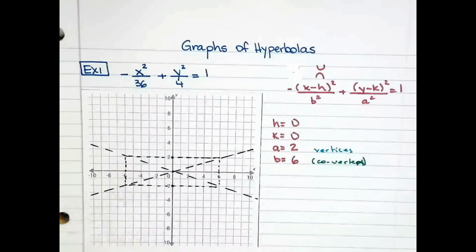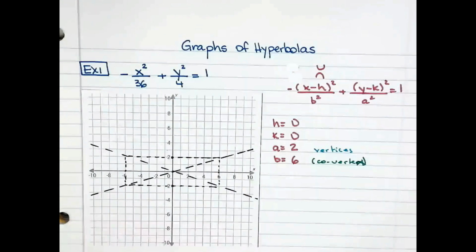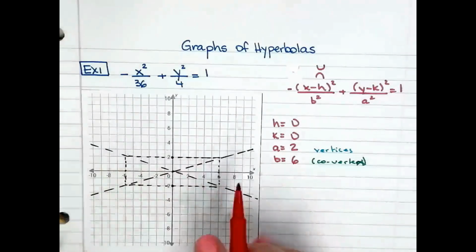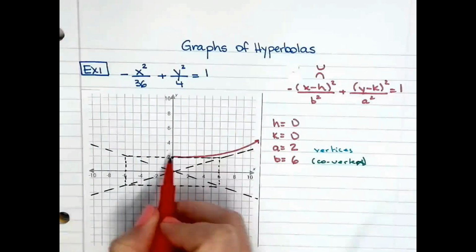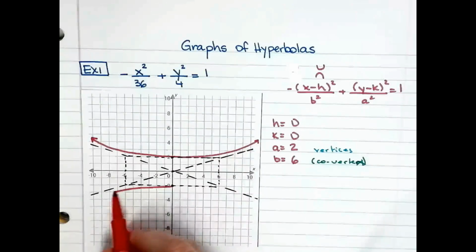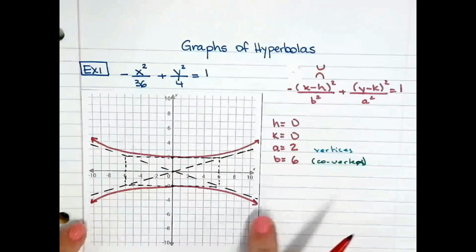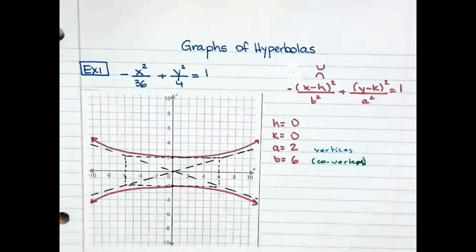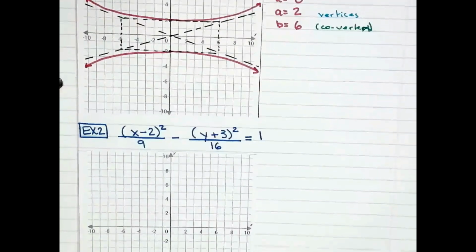Okay, now the definition of the asymptote is the line that the graph approaches but will never cross. And that's exactly what we're going to use, just as a guide. So here is my hyperbola. It approaches the asymptotes but will never cross or touch. Now with the same idea, we're going to graph the other one.